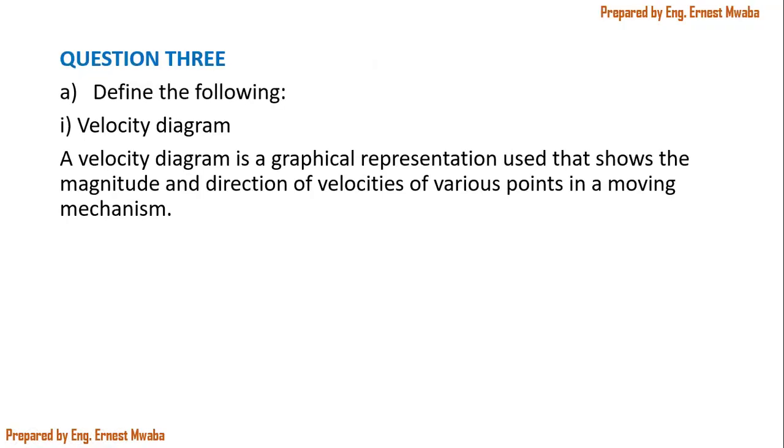Right, let's pick up the next one. Question number 3 is talking about what is a velocity diagram. When you talk about a velocity diagram, it could be a link mechanism or some other mechanism where you represent the velocities graphically. Bring them together into a graph. Then what you've come up with is a velocity diagram representing various points. So that is a graphical presentation used to show the magnitude and direction of those velocities at given points. That is a velocity diagram.